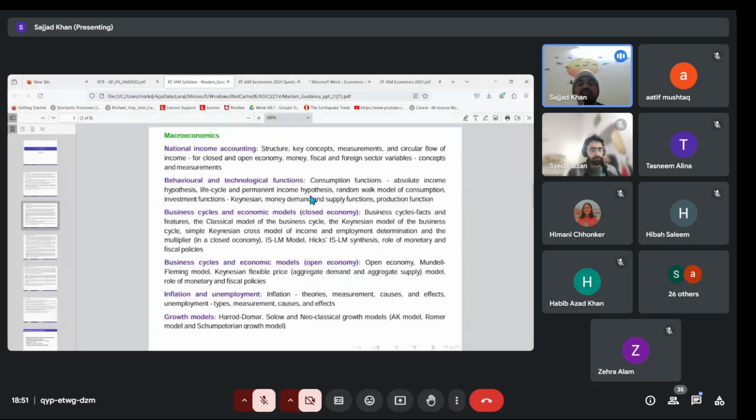I think the fourth and fifth chapters in H.L. Ahuja are good to know the Keynesian demand and supply function, and classical function. So the most important in macroeconomics is business cycle and economic model. The IS-LM model is the most important model in this. Every year a two-mark question and one objective question has been asked from this chapter.